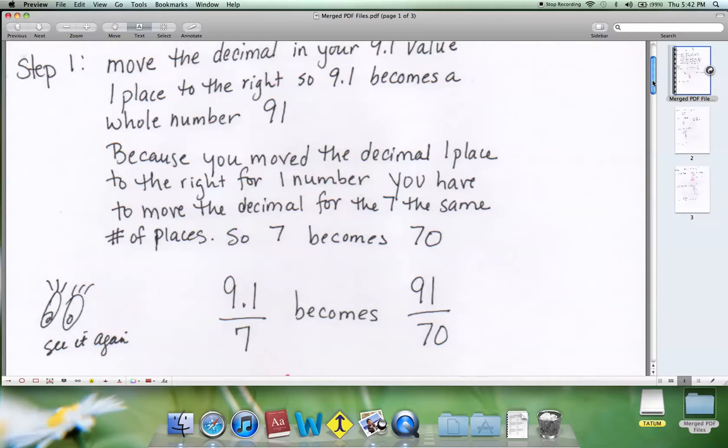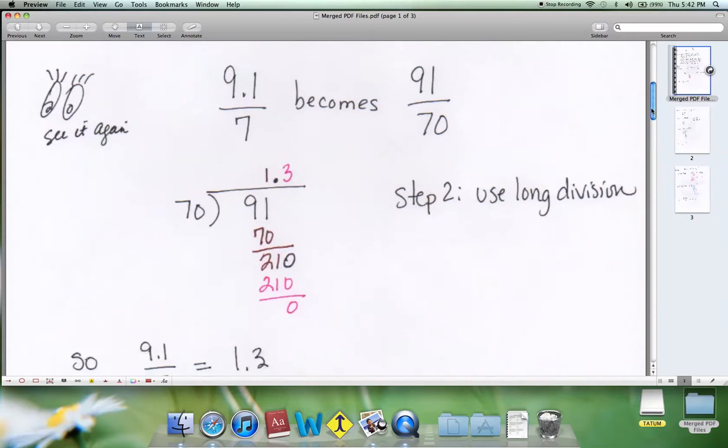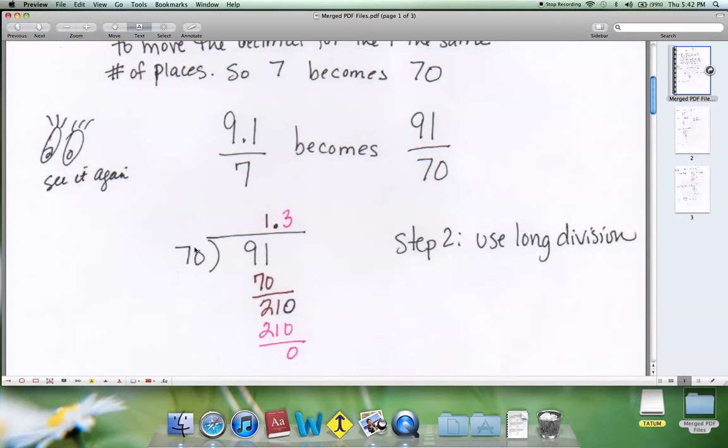So now, to see this again, your 9.1 over 7 becomes 91 divided by 70. We're going to do long division, so our denominator goes outside of the bracket and your 91 goes inside. How many times will 70 go into 91? Well, it'll only go one time, and 1 times 70 is 70.